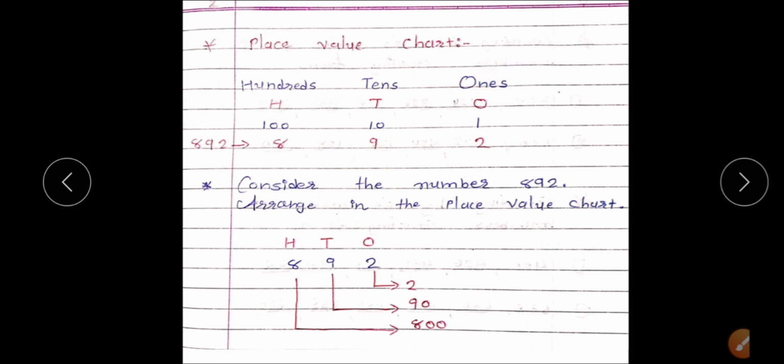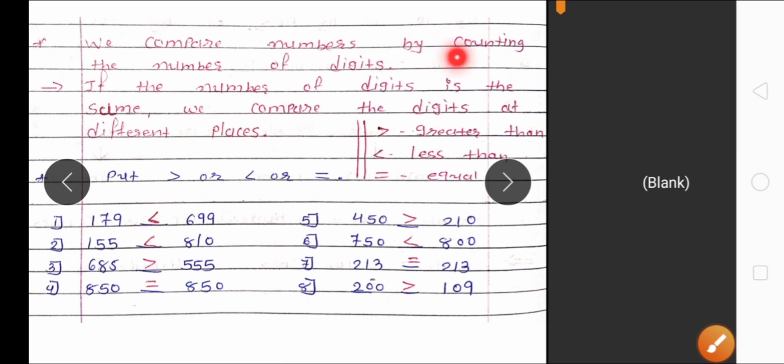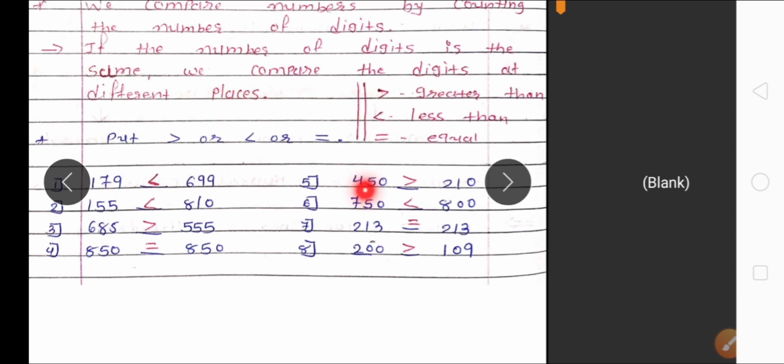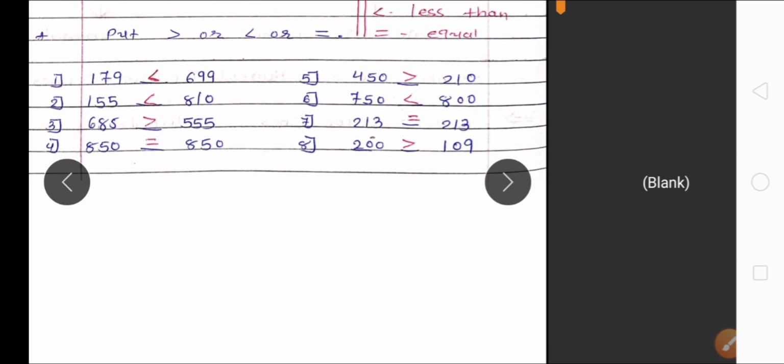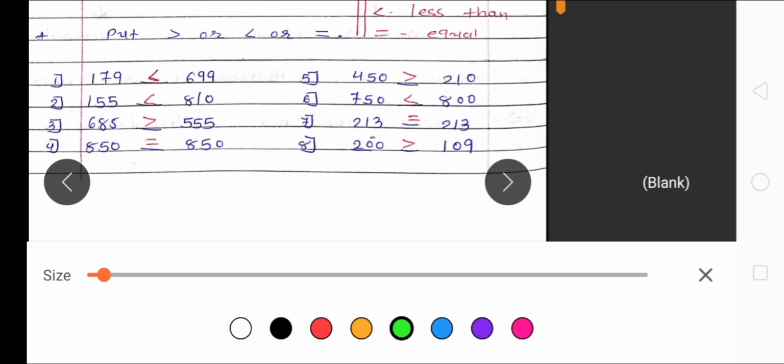In the last video I already explained place value. We compare numbers by counting the number of digits. If the number of digits is the same, we compare the digits at different places. Put greater than, less than, or equal to. See the first: 179 and 699.